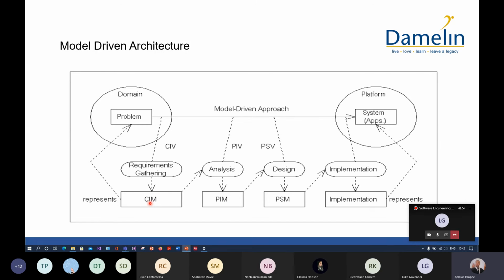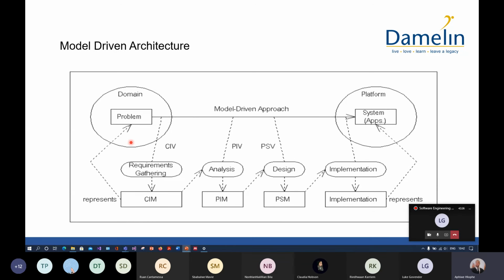So computational independence modeling, which is done at the requirements gathering. When you're gathering the requirements from the problem domain, you're not really speaking about which platform you're going to solve this issue with, okay? It's independent. It's the layer of abstraction requirements gathering. It happens at the requirements gathering, and it's independent of the platform, okay?